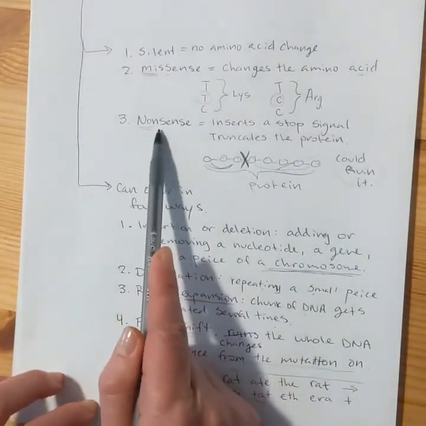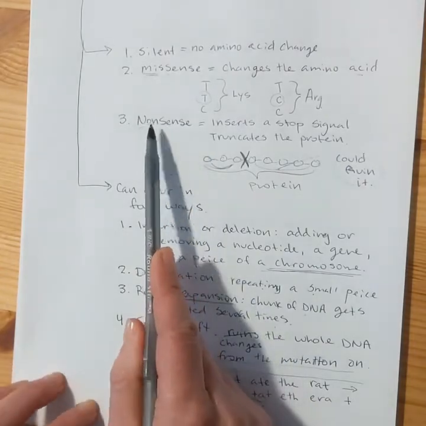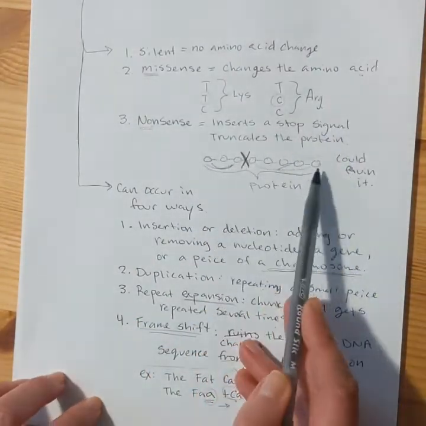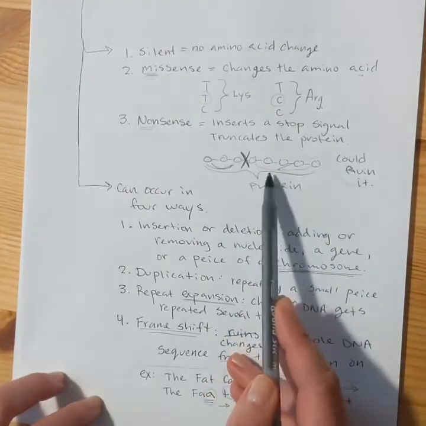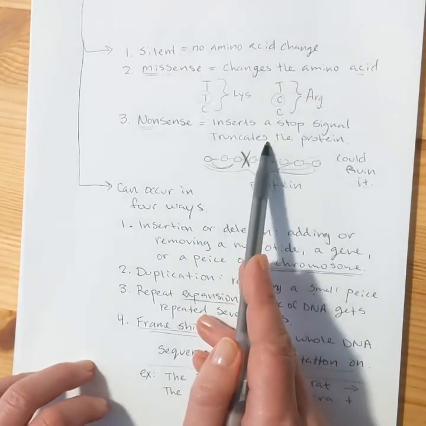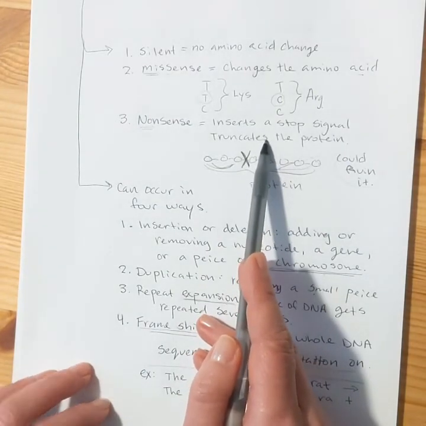The last type of mutation is a nonsense mutation. A nonsense mutation inserts a stop signal so your protein doesn't grow to its full length, and that usually kind of just destroys your protein. We call that a truncated protein. It's too short. It's usually not functional.